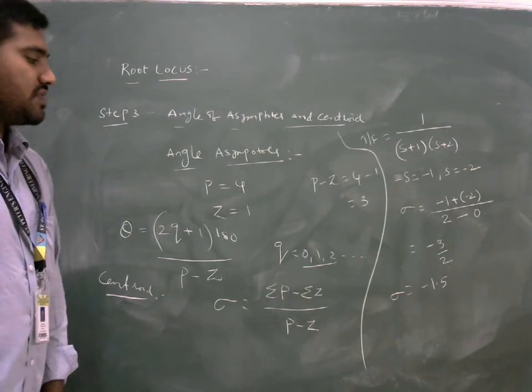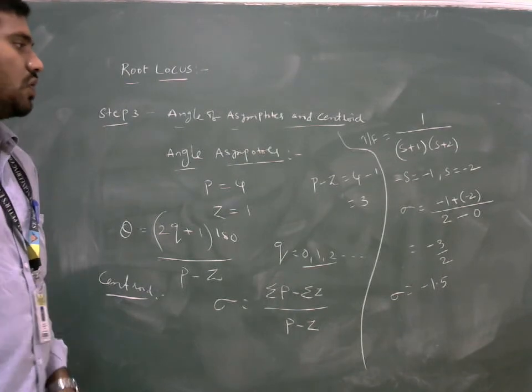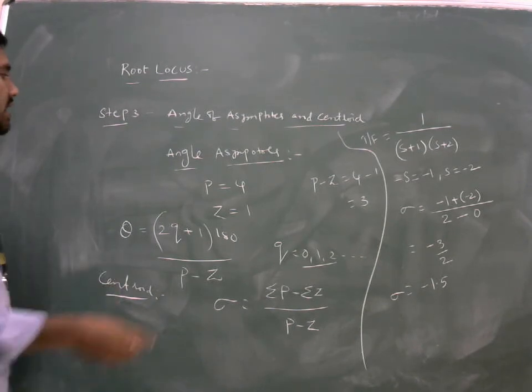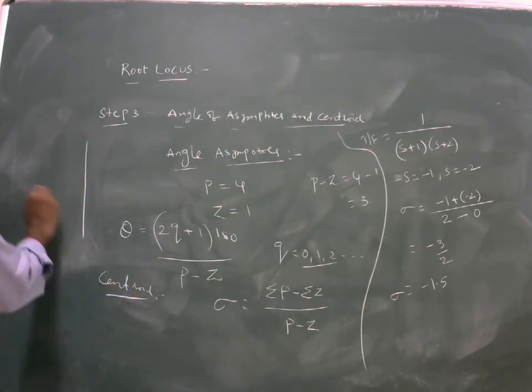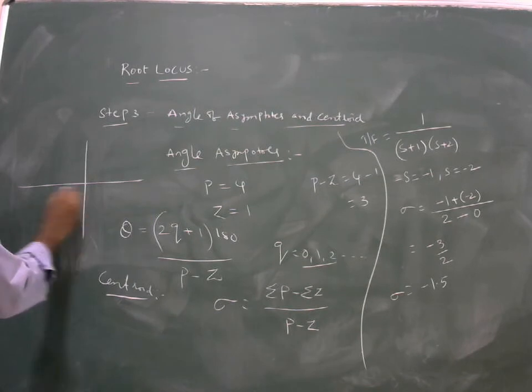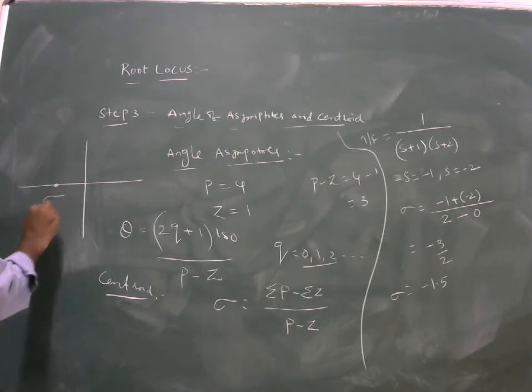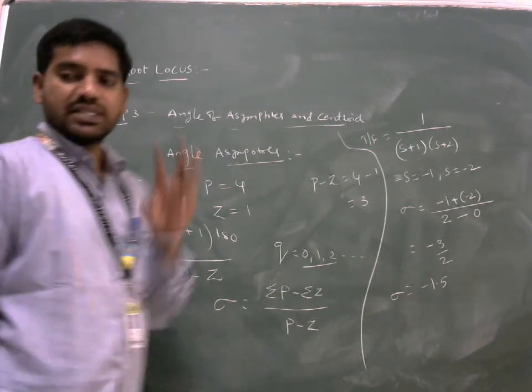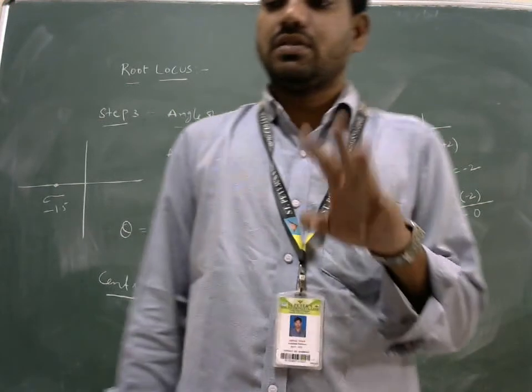Along with the angle of asymptotes, in this graph you need to identify where the centroid is. On the sigma axis, this is minus 1.5, which we call the centroid. Now we have completed three steps in the root locus.